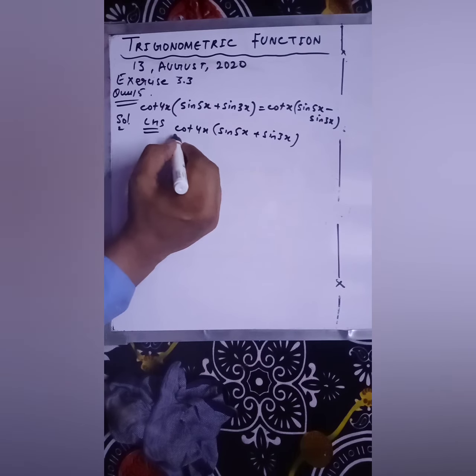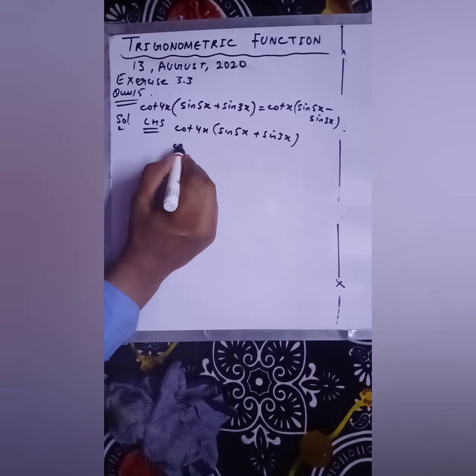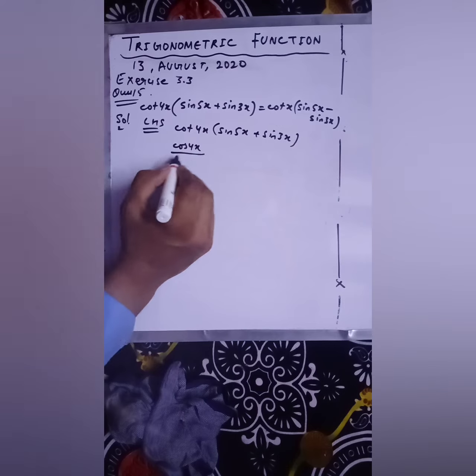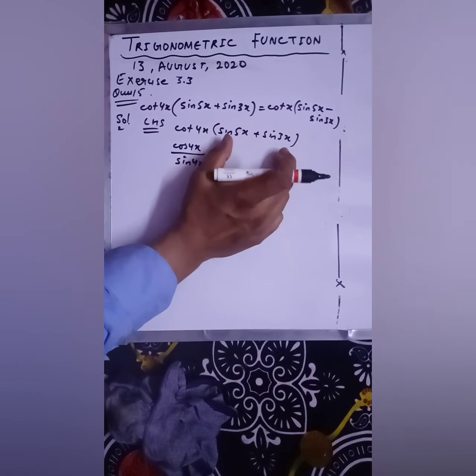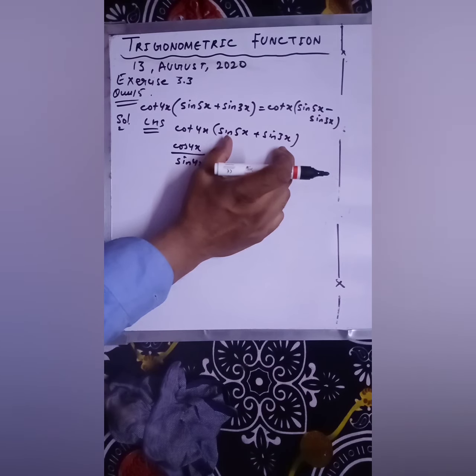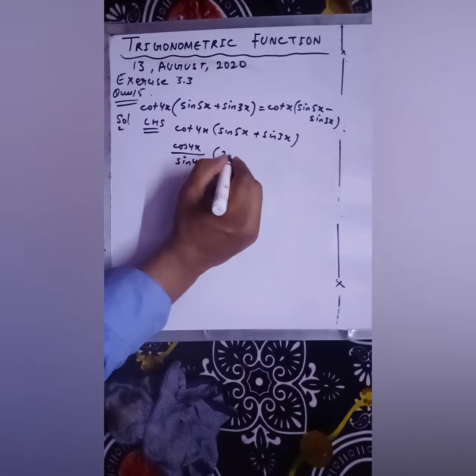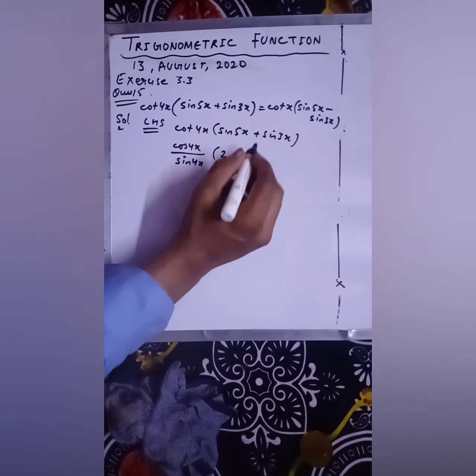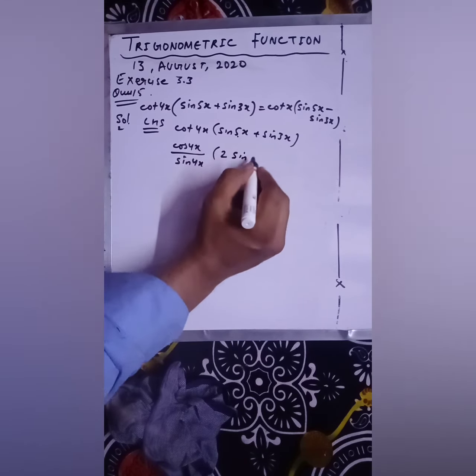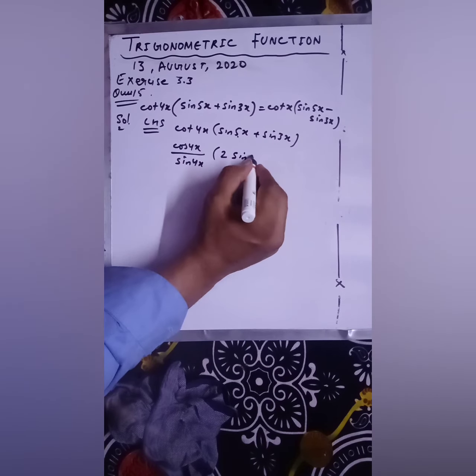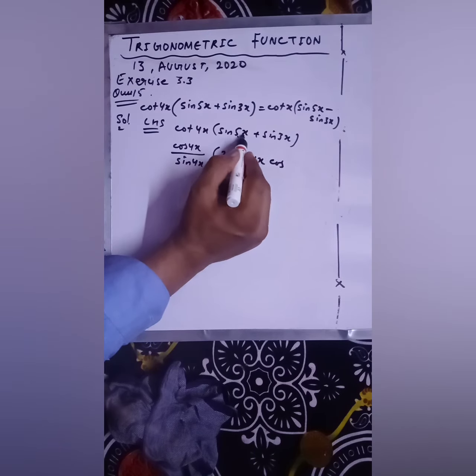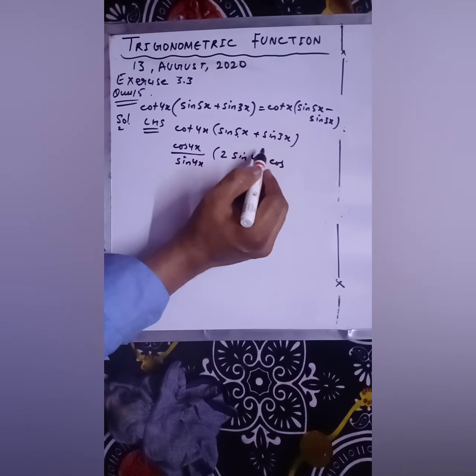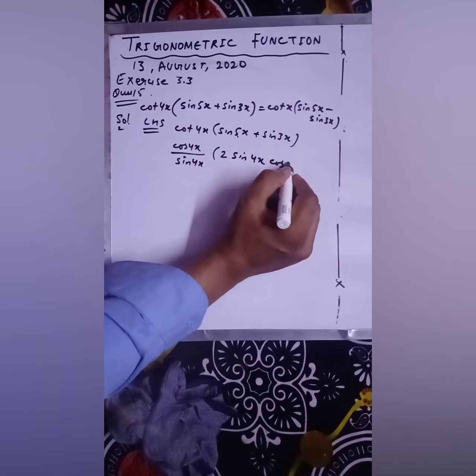Now in place of cot 4x, I'm writing cos 4x over sin 4x. And in place of the sum, you have to write the formula. So I'm directly applying this formula. The formula is 2 sin (a plus b) by 2, that means 5x plus 3x upon 2, that would be 4x. Then cos (5x minus 3x) whole upon 2, that would be x only.